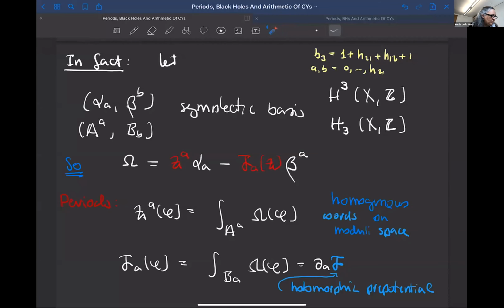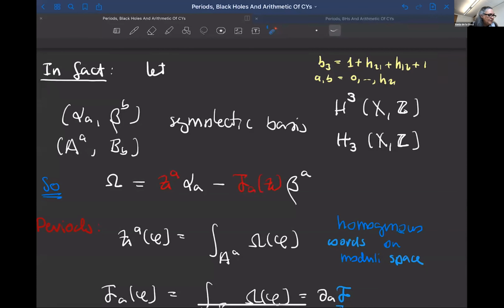Of course, the dimension of H3 is B3, which for the Calabi-Yau case will be 2 plus 2 H^{2,1}, where this is the (2,1) Hodge number, and these two are the same, right? So A and B here go from 0 to H^{2,1}. And symplectic means that this basis satisfies the symplectic relations, and similarly for beta.